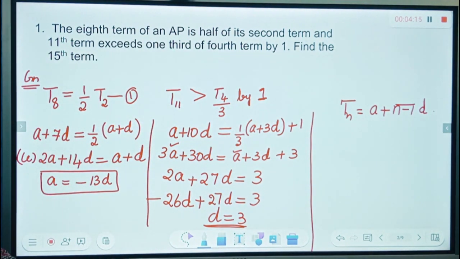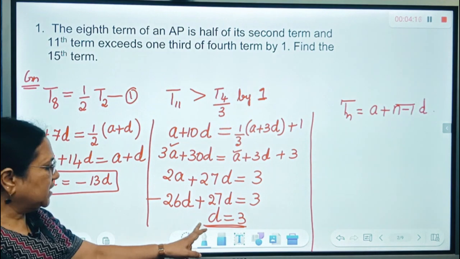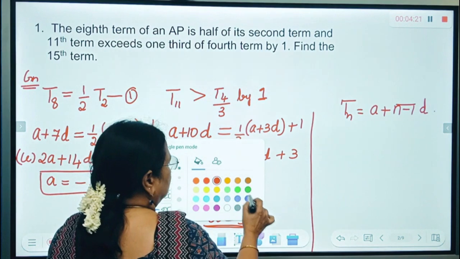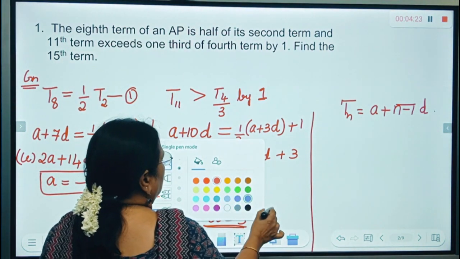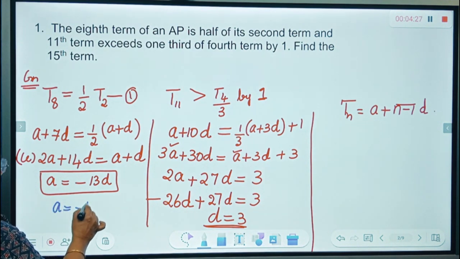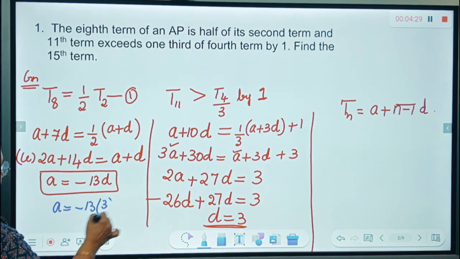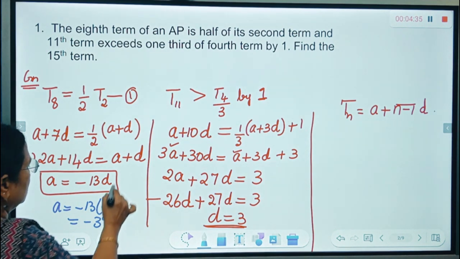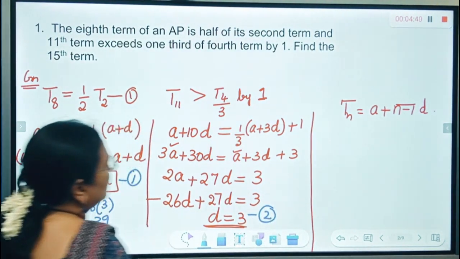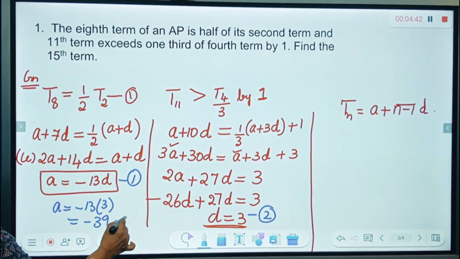Are you able to follow? So 27D minus 26D is D. So D equals 3. If D is 3, A will be minus 13 into 3, which is minus 39. So we have found A and D. This is your first observation, this is your second observation. Combining these two, this is the third observation.